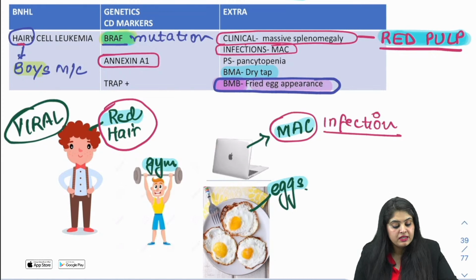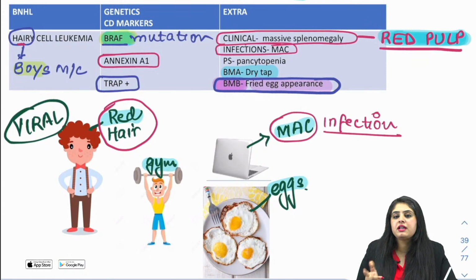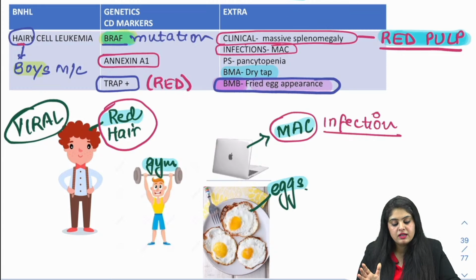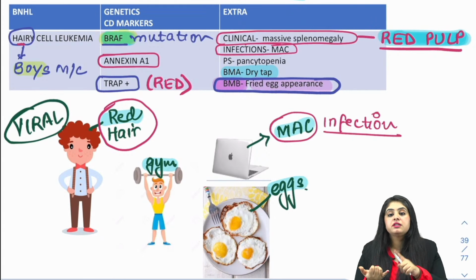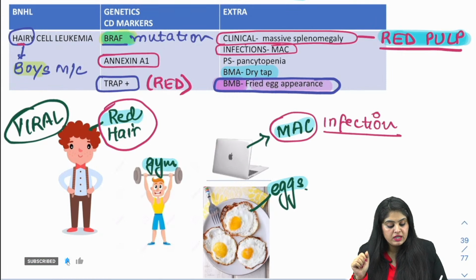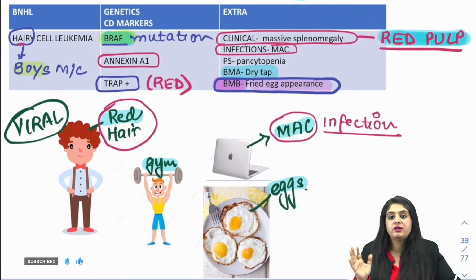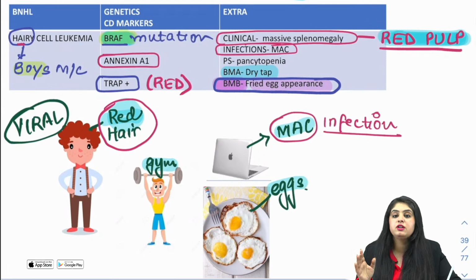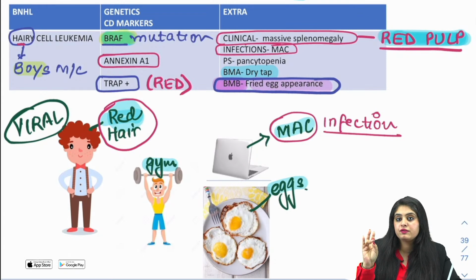And finally, these cells are TRAP positive. TRAP gives what color? Whenever I will ask you color in hairy cell leukemia, which color will you tell me? Ma'am, the color will always be red. If you ask me the color of the spleen, red pulp. If you ask me the color with TRAP, red color, because red-haired boy will come to my mind. So always remember, we are talking about a red-haired boy trying to be viral. So red will remind you of red color with TRAP, red color of the spleen.